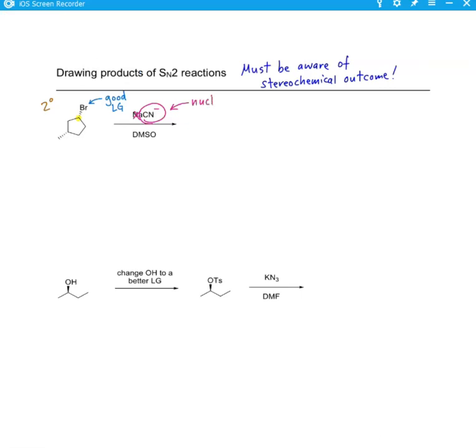So our nucleophile, which is the cyanide ion, is a good nucleophile. So we can identify those features. Now this thing over here that's underneath the arrow, DMSO, this is a solvent that's frequently used in SN2 reactions. We'll say more about that later on.